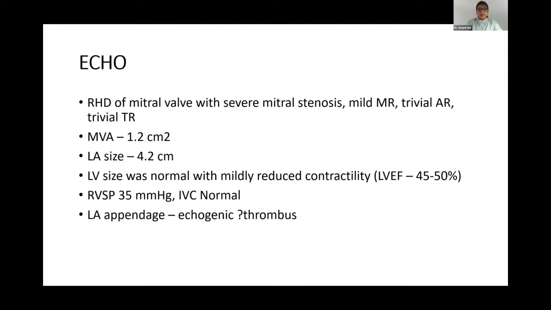Emergency echo was done in the ICU, which showed severe mitral stenosis with a mitral valve area of only 1.2 centimeter square and a dilated LA with an LA size of 4.2 centimeter, and mildly reduced contractility of the LV with an LV ejection fraction of 45 to 50%. And in the LA appendage, echogenic contents were noted, which were likely to be thrombus. Right. Okay. The LV size was normal, right?